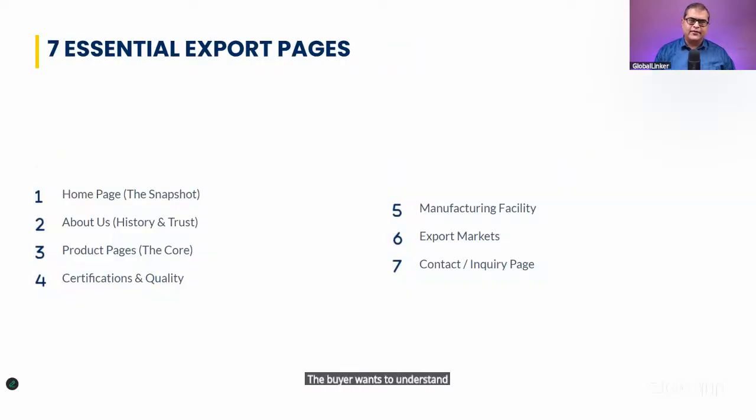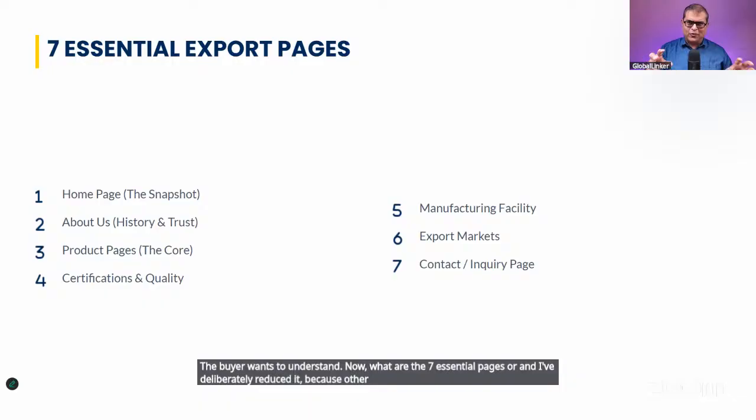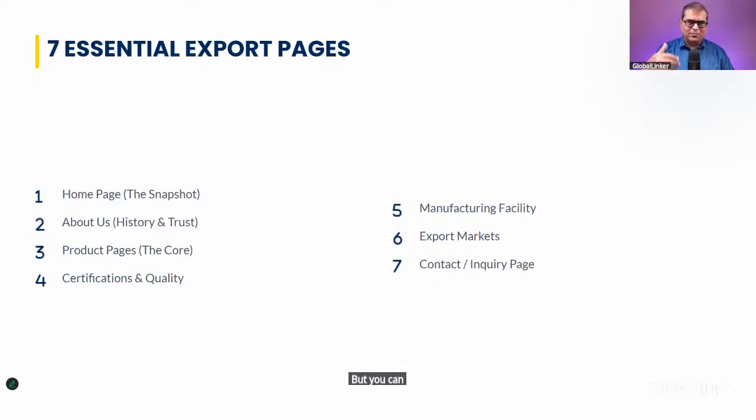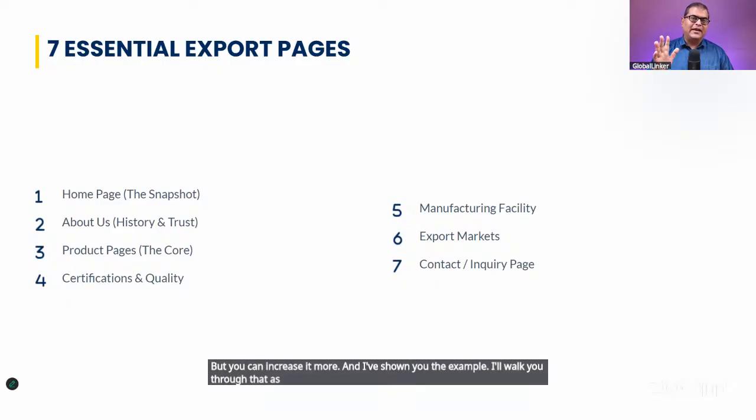Now, what are the 7 essential pages? And I've deliberately reduced it because otherwise it would have been a little too frightening or scary for our audience. So that's why I've reduced it to 7. But you can increase it more, and I've shown you the example. I'll walk you through that as well. But these are the bare essentials which should be there on your website.